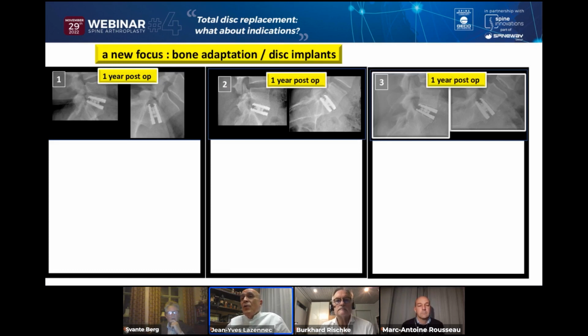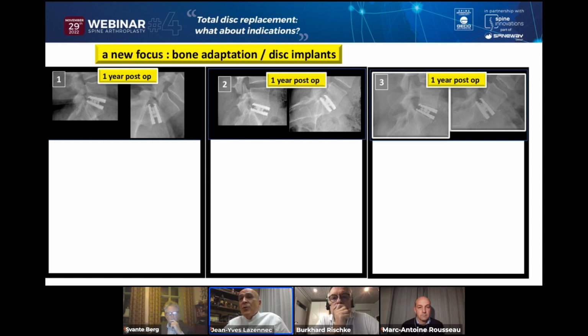So if you look at those cases, for example, at 2 or 3 years, you still see a small radiolucent line, and all those cases were followed afterwards, and we had good bone integration.